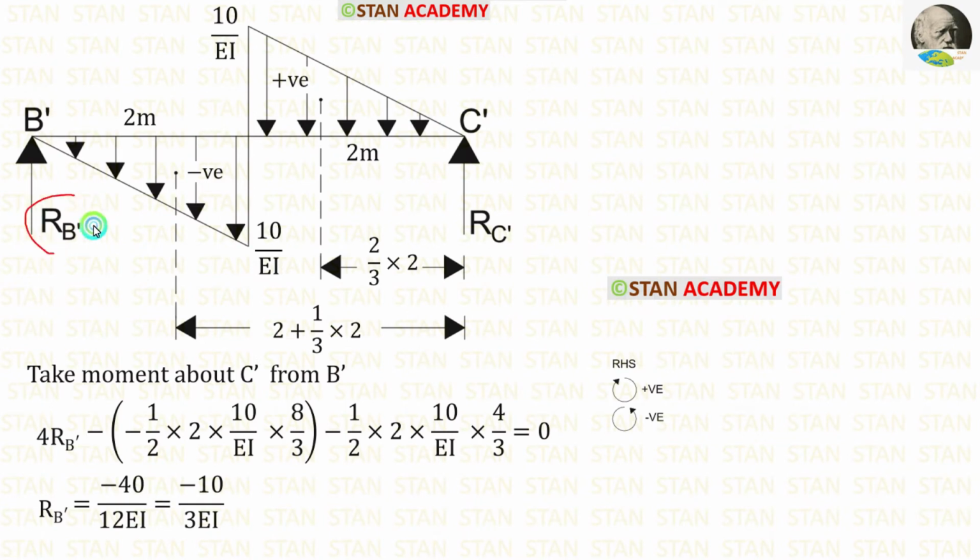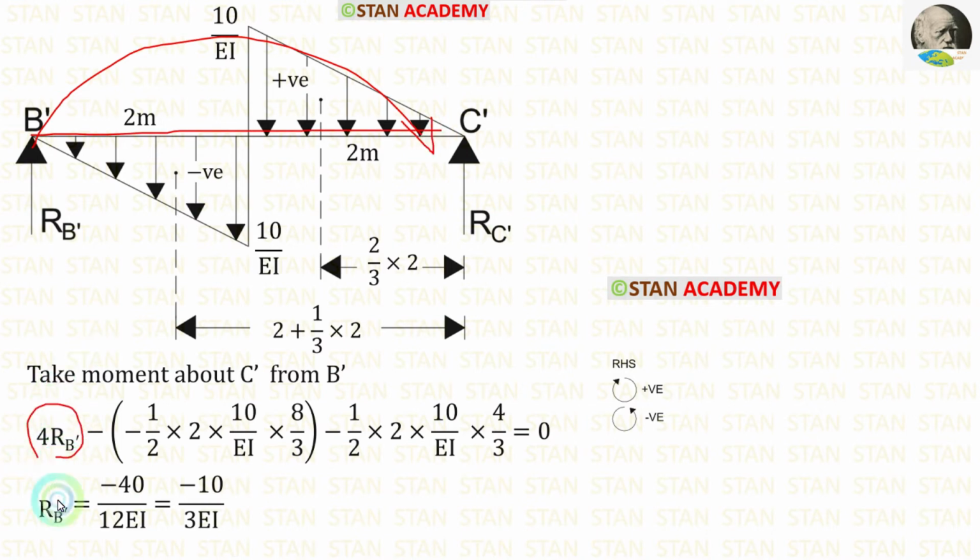To calculate RB dash, I am going to take moment about C dash. In this case, I am moving towards right hand side. Clockwise will be positive and anti-clockwise will be negative. RB dash is acting towards the point C dash in the clockwise direction, so it will be positive and the distance is 4 meter, so 4 RB dash.